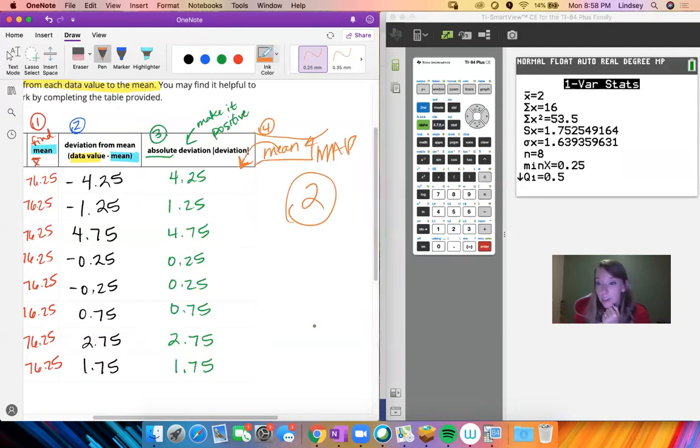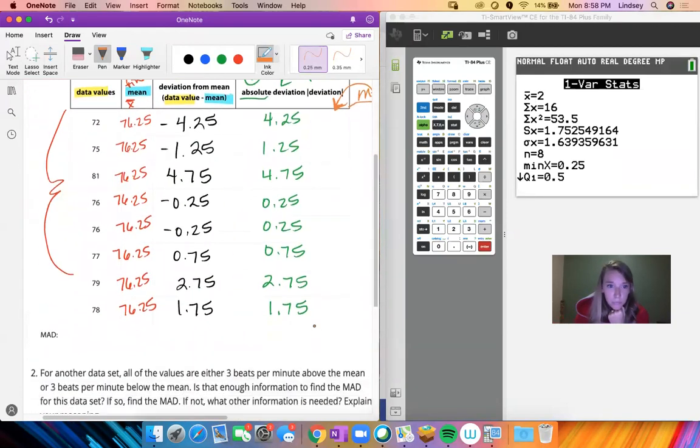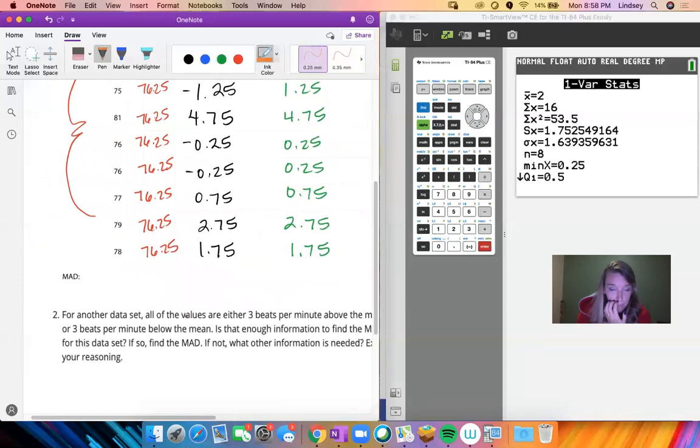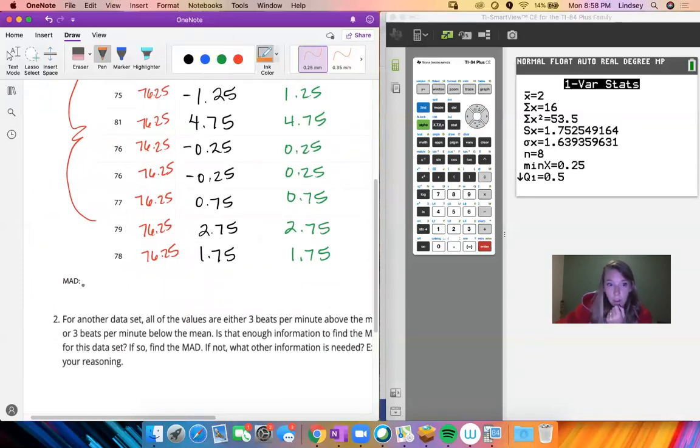So yes, I understand that is a lot of steps, but I'm gonna make a separate video showing you how to use your calculator for this so that you can reference it. I'm also going to make another little piece of paper for you to practice it. Okay, so there was a little box in here that said MAD, so we said it was 2.